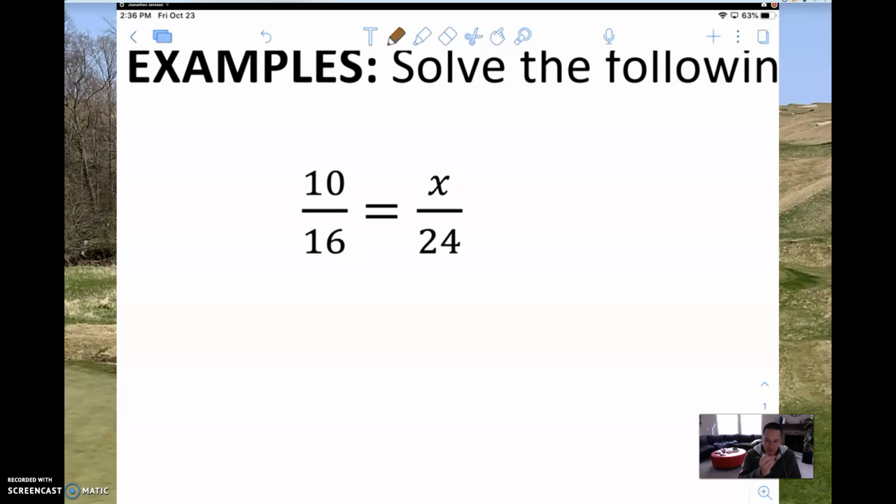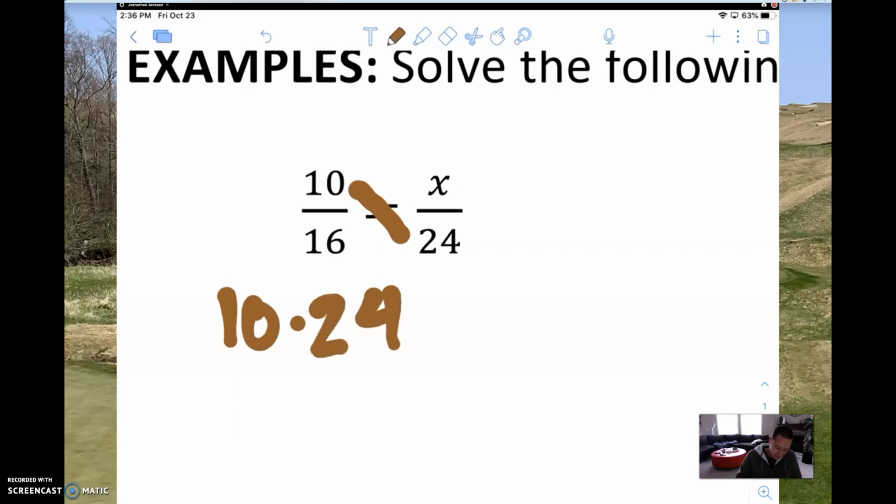We're going to multiply diagonally. So I'm going to start with 10 and 24, top left and bottom right. I'm going to multiply them together. So we do 10 times 24.